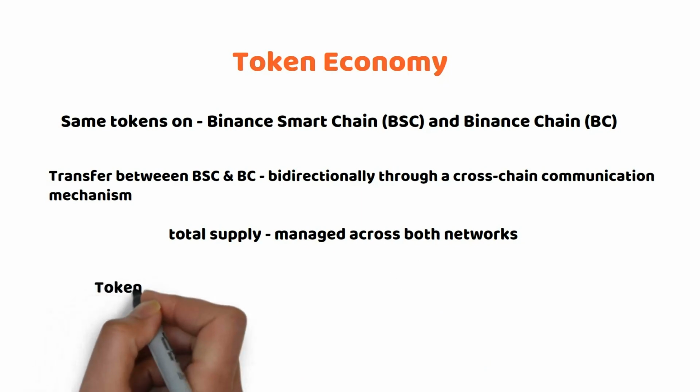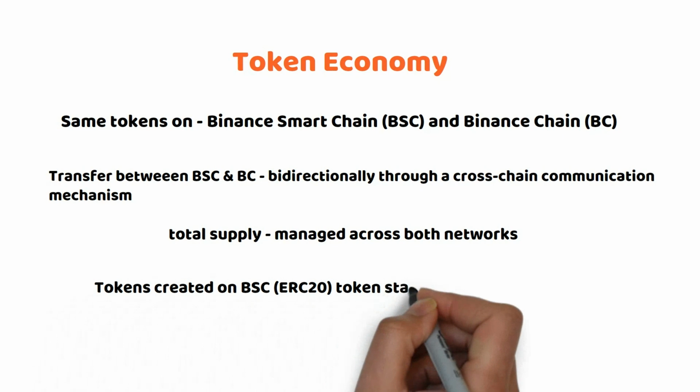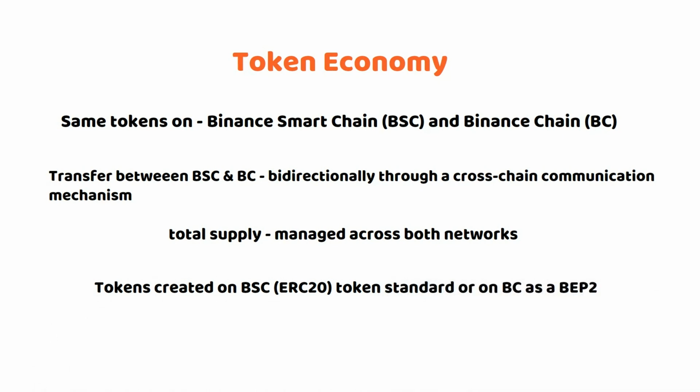Tokens can be created on BSC in a format similar to the ERC20 token standard or on BC as a BEP2, and can then be created on the other network. Both networks have native ways to link the two and ensure the total supply of the token is secure.